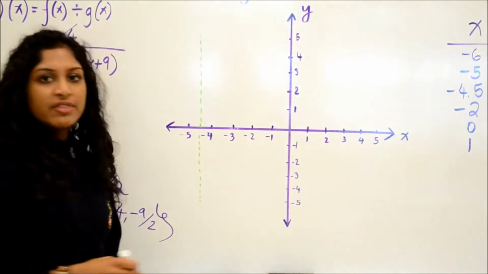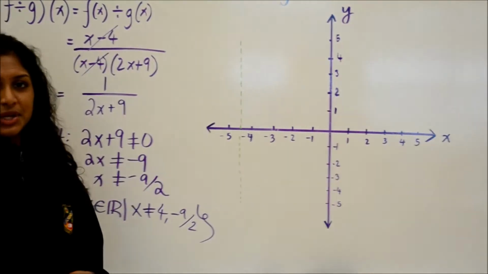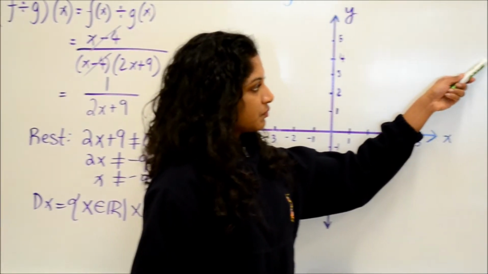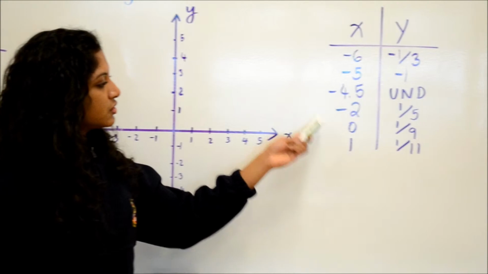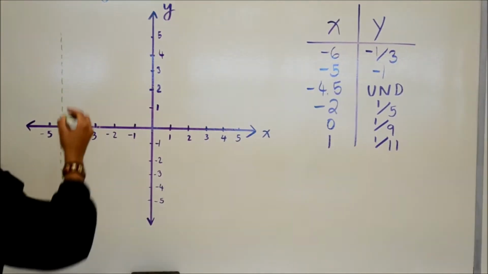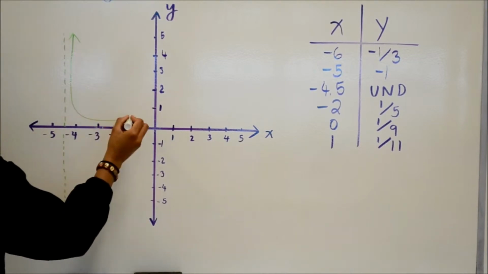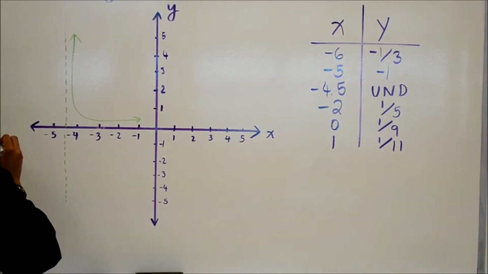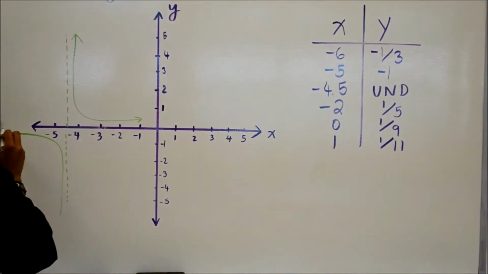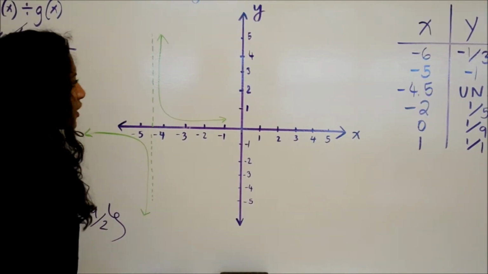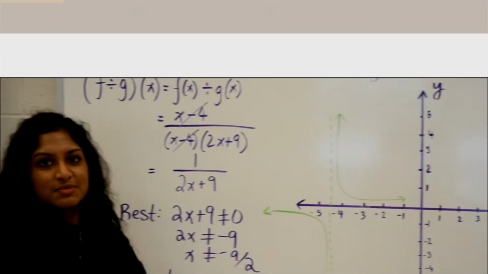Now if you don't have a graphing calculator, the easiest way to graph this is using a table of values, which I've already done here. And using these values, my new graph is going to look like this, and that is our new function.